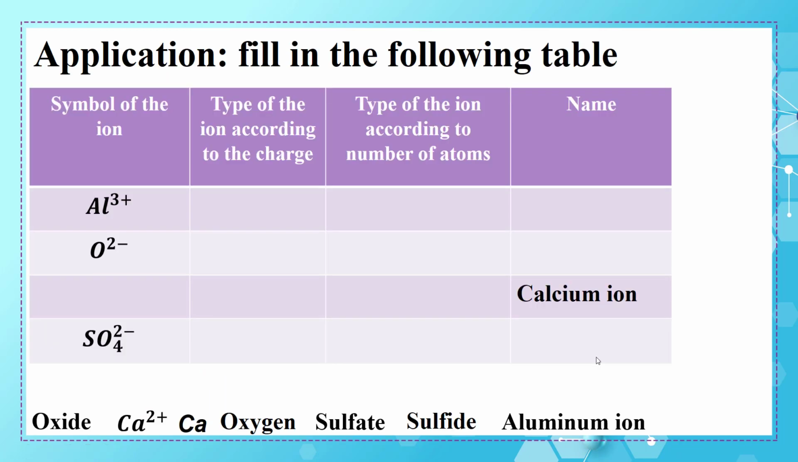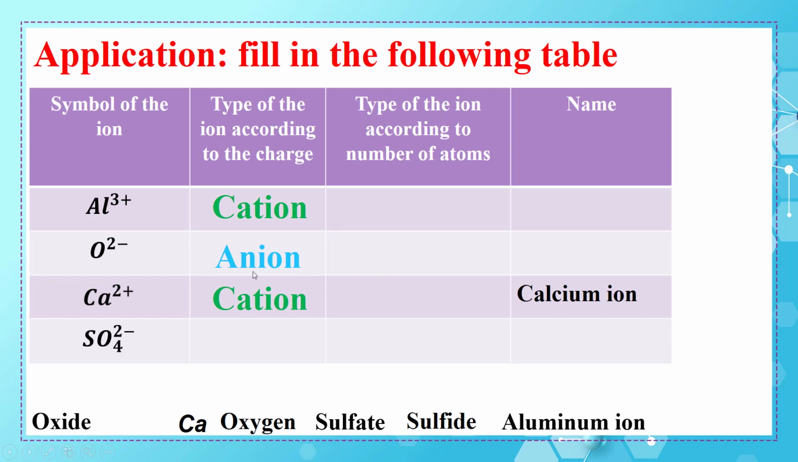An application: fill in the following table. Here I have the symbol of the ion. What do I have here? Al3+. The type of ion according to charge: look at the charge. It is positive, so it is a cation. What about O2-? It has negative charge, so it is an anion. What about the calcium ion? What is the symbol of the calcium ion? It is Ca2+, and it is a cation because it has positive charge. Finally, SO4 2-, which has negative charge, so it is an anion.